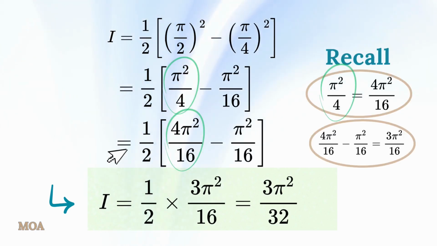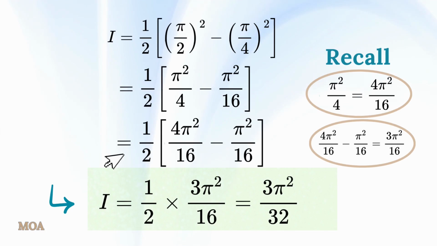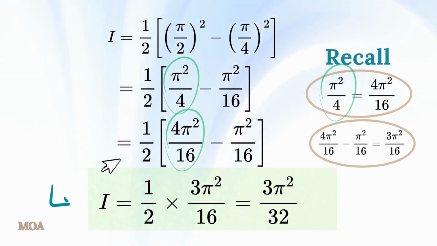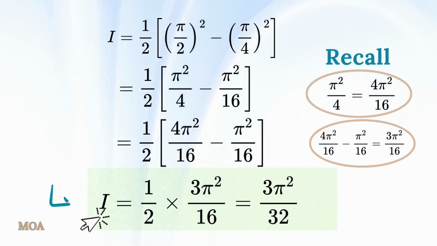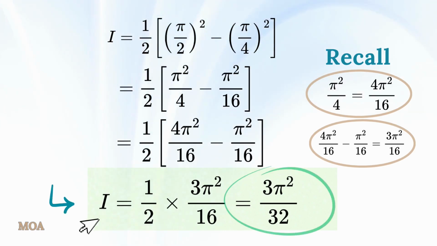Then, multiply both the numerator and the denominator of the fraction pi squared over 4 by 4 to get the same denominator as pi squared over 16. After this, we obtain 1/2 times the quantity 4 pi squared over 16 minus pi squared over 16, yielding the integral, denoted by I, equals 1/2 times 3 pi squared over 16, which equals 3 pi squared over 32.